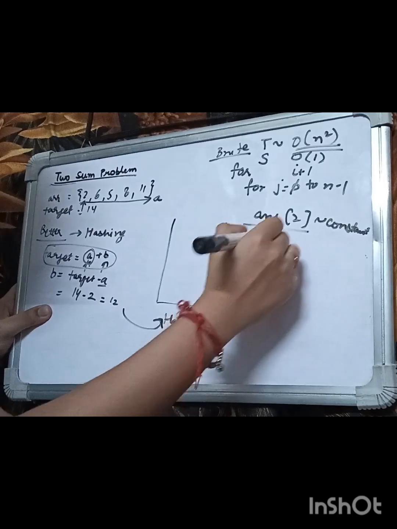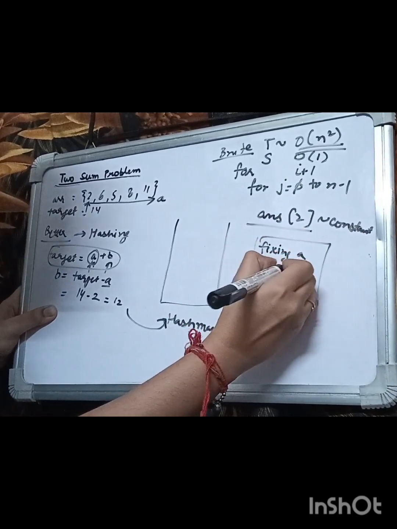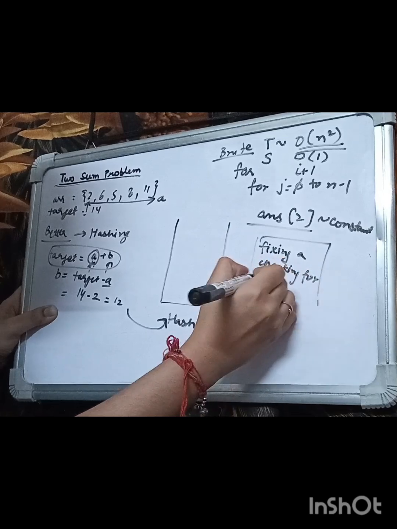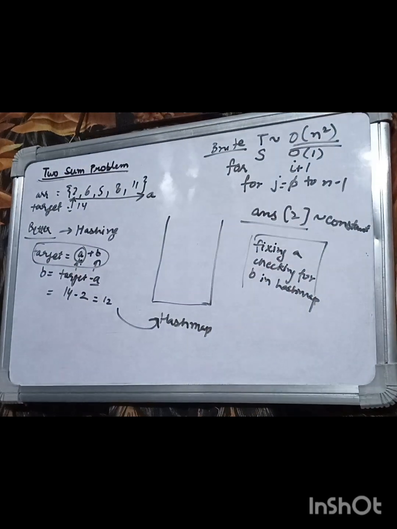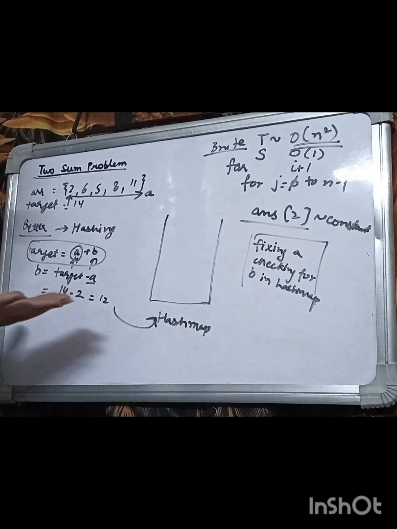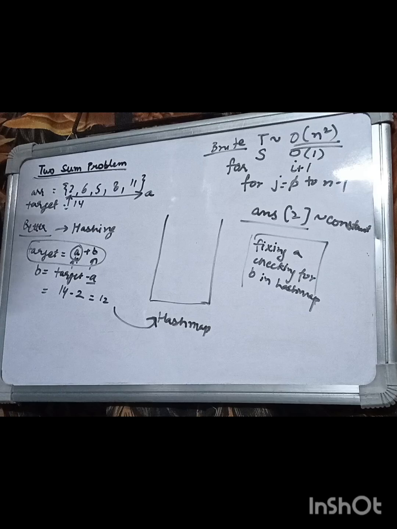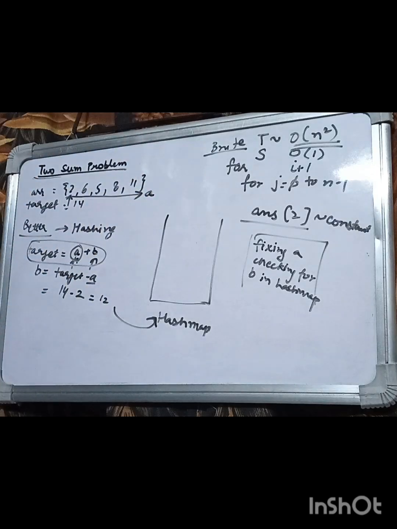So you are fixing a and checking for b in the hash map. This is what you are doing. So where are hash maps used? You will wonder about that. How do I know that here I am going to use the hashing approach? Basically, hash map is used whenever I am going throughout the array and I have to do some tracking side by side. For every element I have to track something.